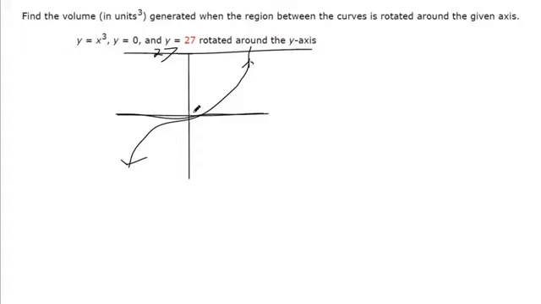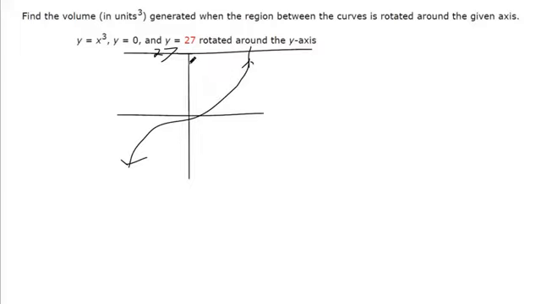I'm just not sure why they're telling us y equals 0, because this y equals x to the third already crosses at the origin. But either way, I'm pretty sure this is the region they're looking for. I'll double check when I check my answer at the end. But they want to rotate this region around the y-axis.